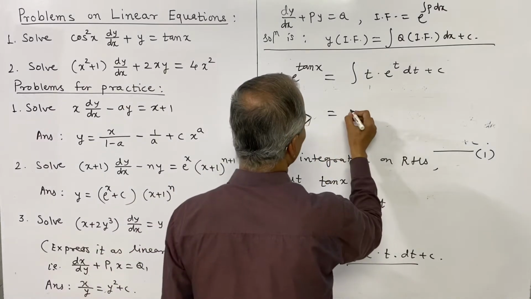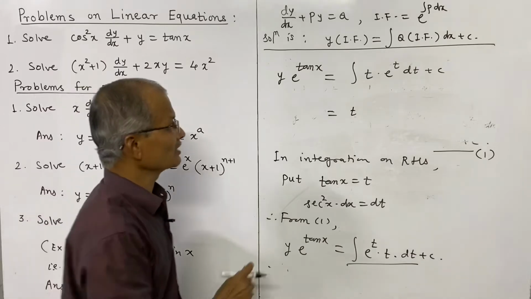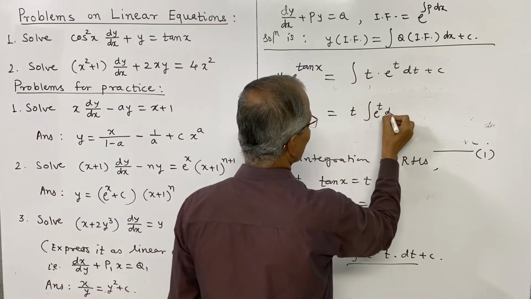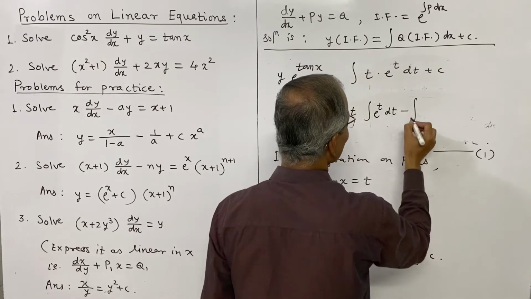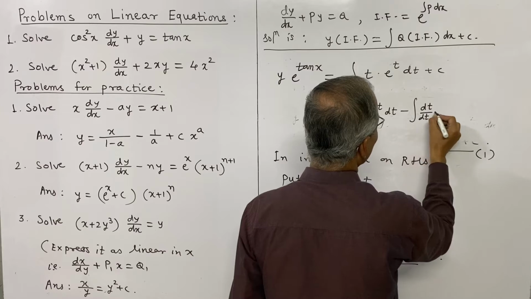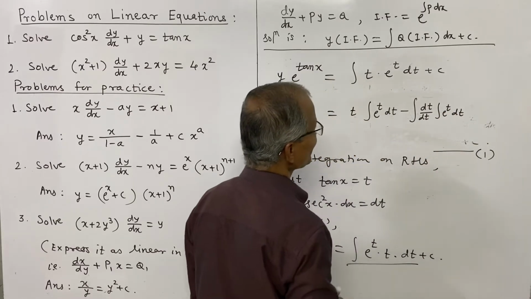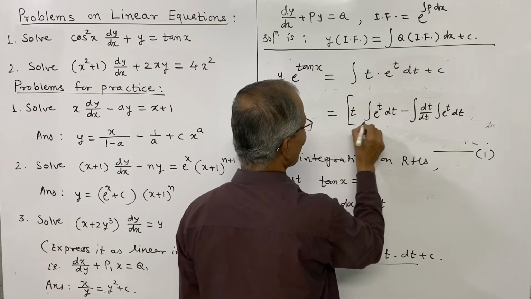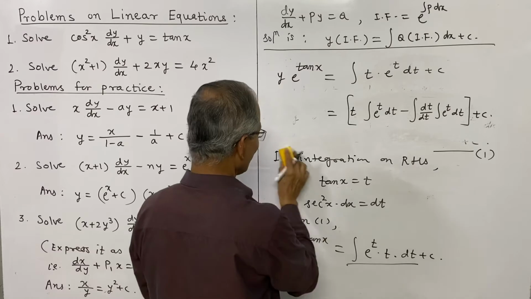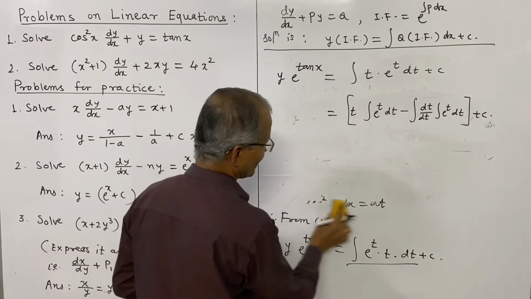So integrating by parts, what we shall get, the rule of integration by parts is first function, that is t, integration of second, minus integration of derivative of the first, dt by dt, integration of the second. So this much is the rule of integration by parts, plus constant c as it is. Finally we have to replace the value of t.